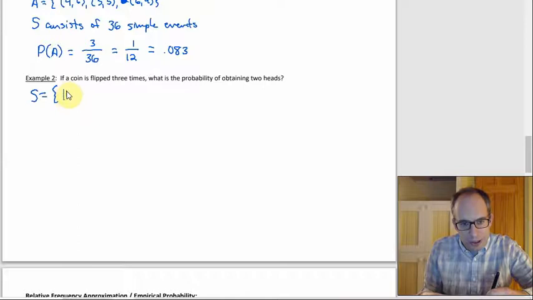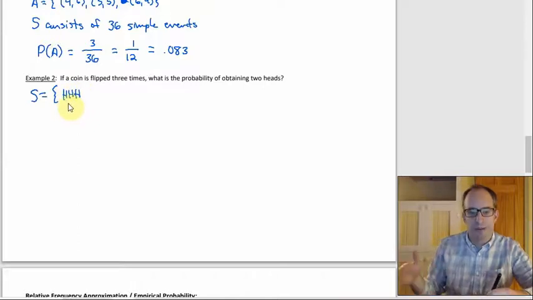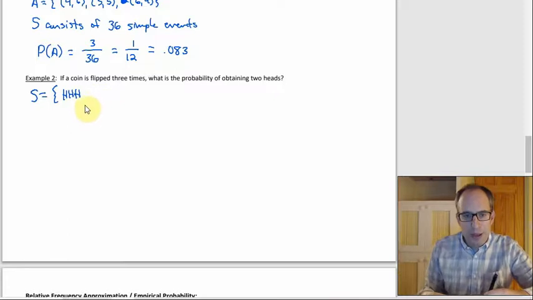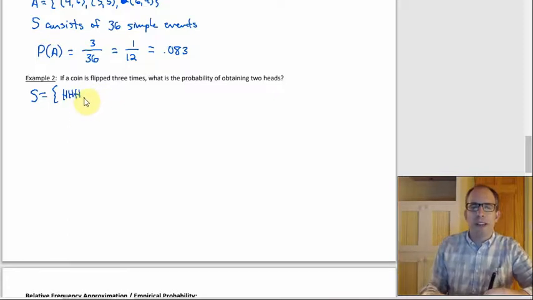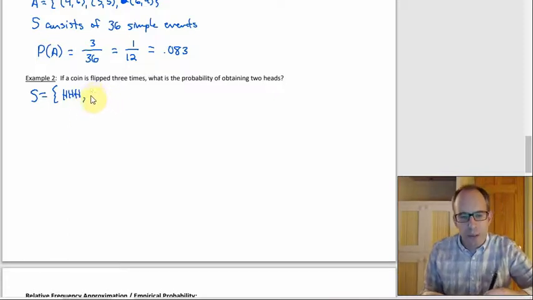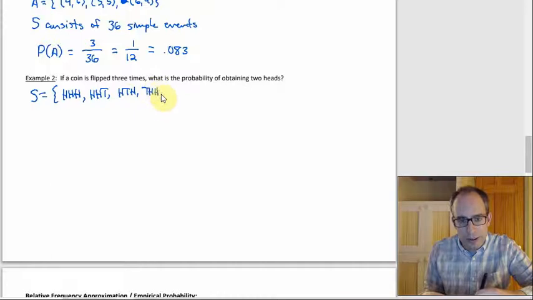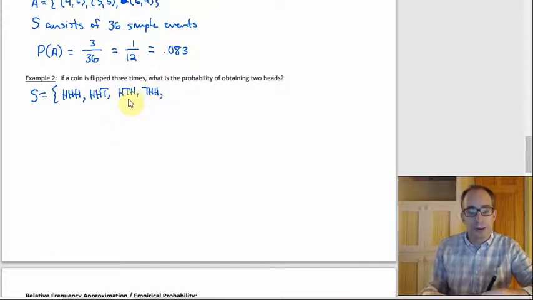So this would represent getting 3 heads in a row. So head, head, head, right? Then what about getting exactly 2 heads? Well, you could do that by having a head, head, tail. Or a head, tail, head. Or a tail, head, head, right? Those are the 3 ways you could get exactly 2 heads in the 3 flips.